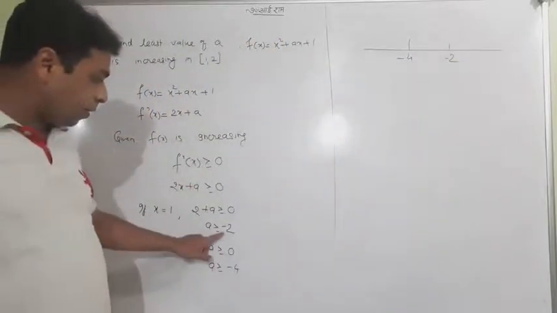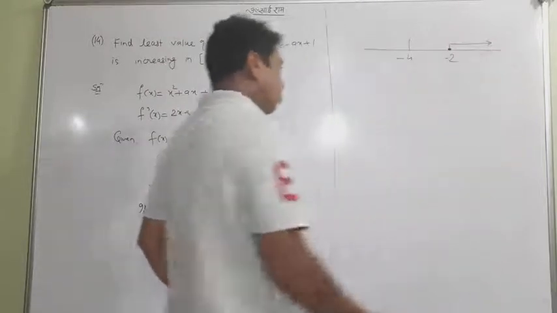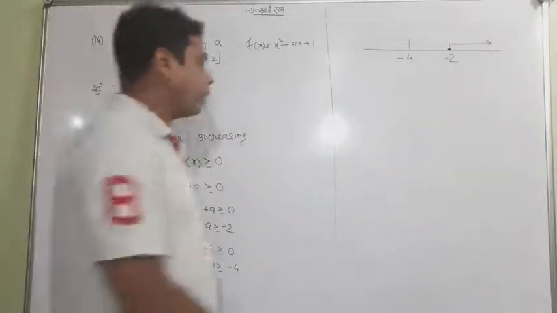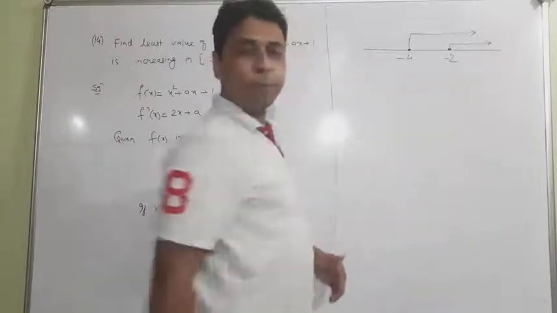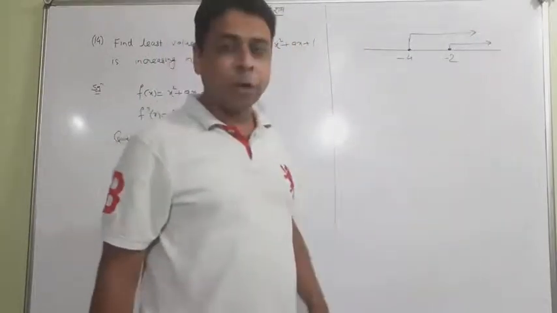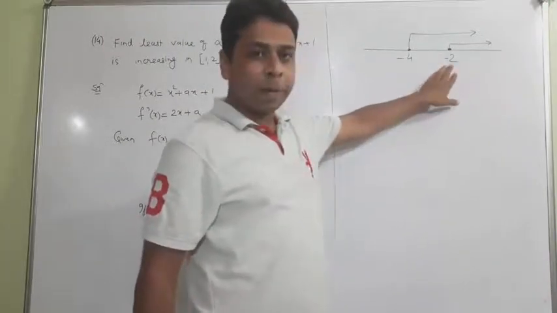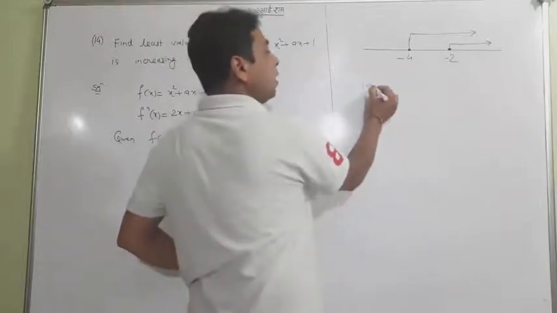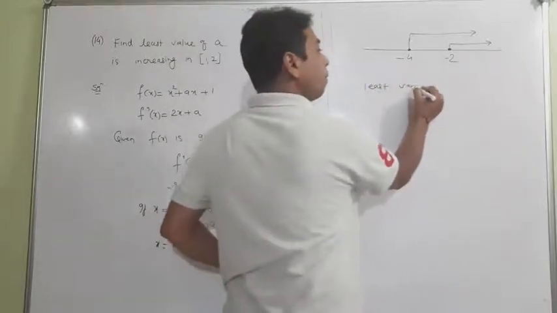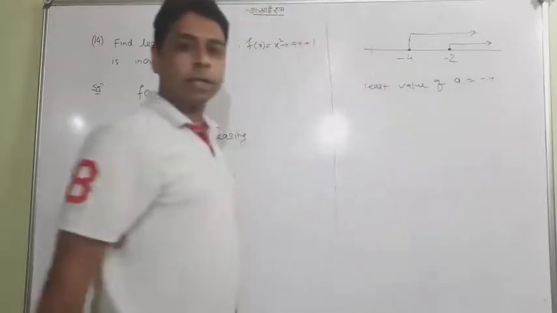It is saying a greater than or equal to minus 2, and a greater than or equal to minus 4. So can you catch the picture and tell me the least value of a? So a has lots of values, but the least value is not minus 2, the least value is minus 4. So by the picture we can say that the least value of a is equal to minus 4.